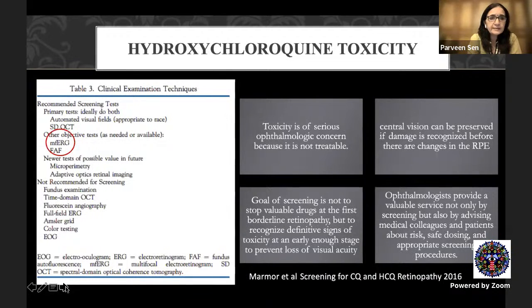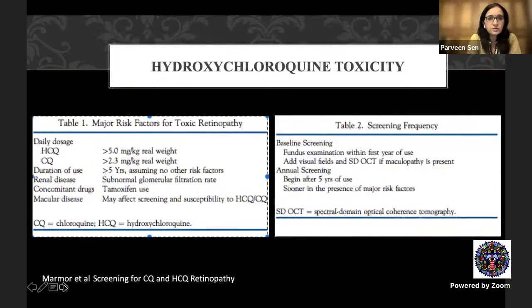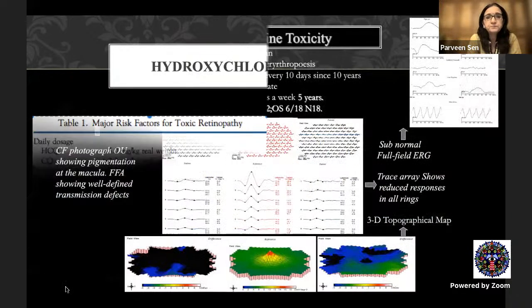And these are the new guidelines: MFERG, FAF, and SD-OCT definitely form a part of a screening protocol for HCQ toxicity. These are the major risk factors for HCQ toxicity: a dosage of more than 5.0 milligram per kg weight for more than 5 years, and associated renal disease, especially in patients with SLE, where renal disease will be coexistent and they will also be using HCQ for the arthritis, so it can compound the problem.